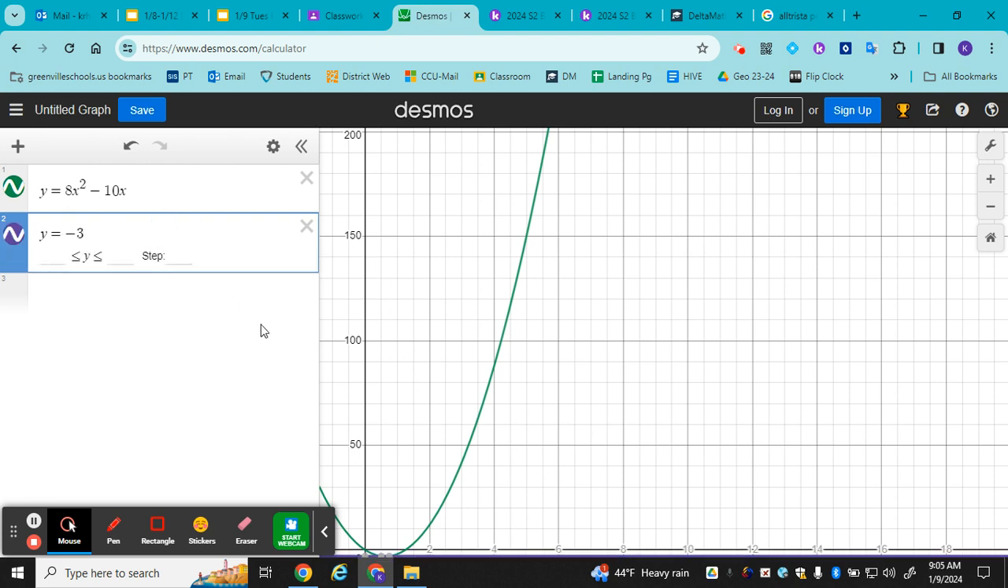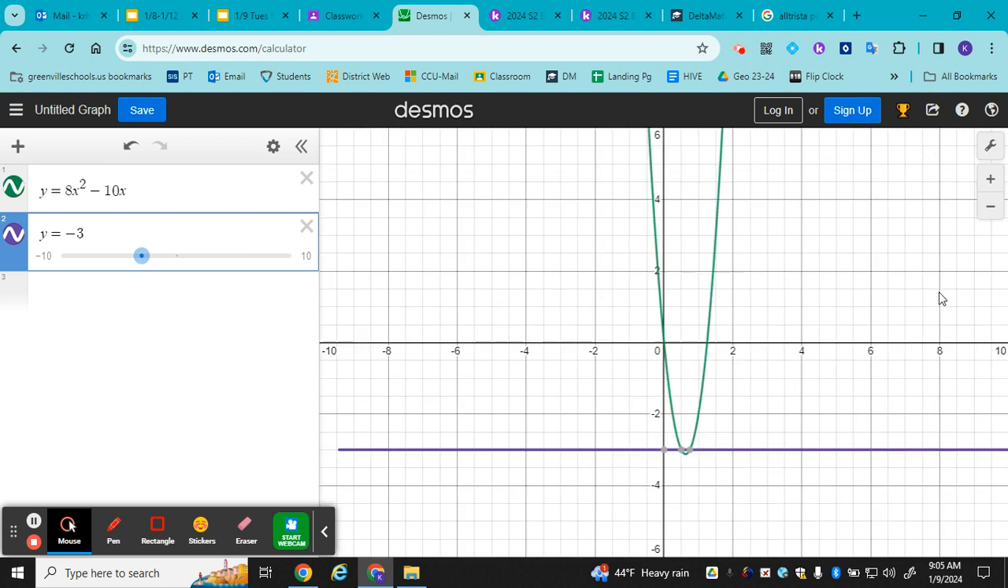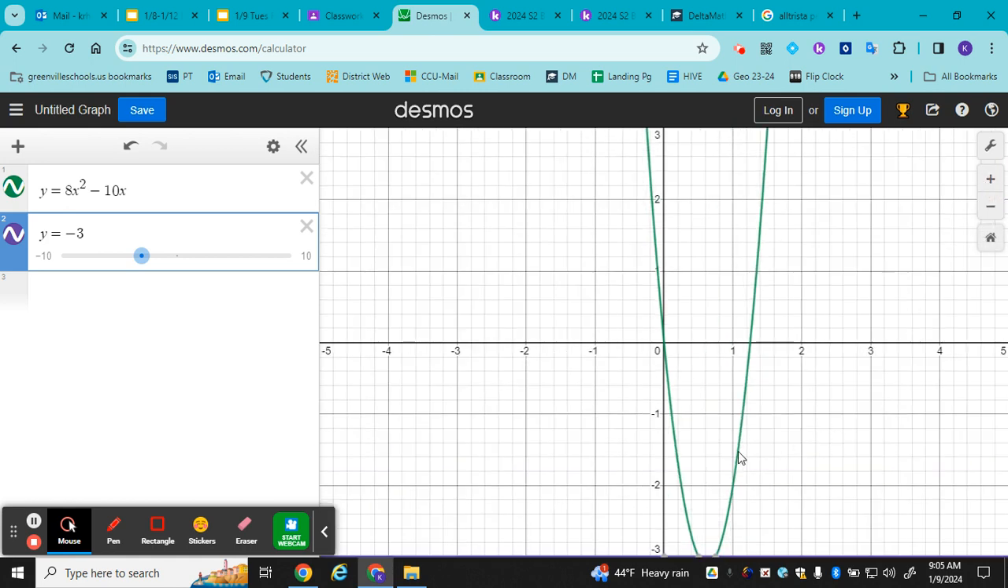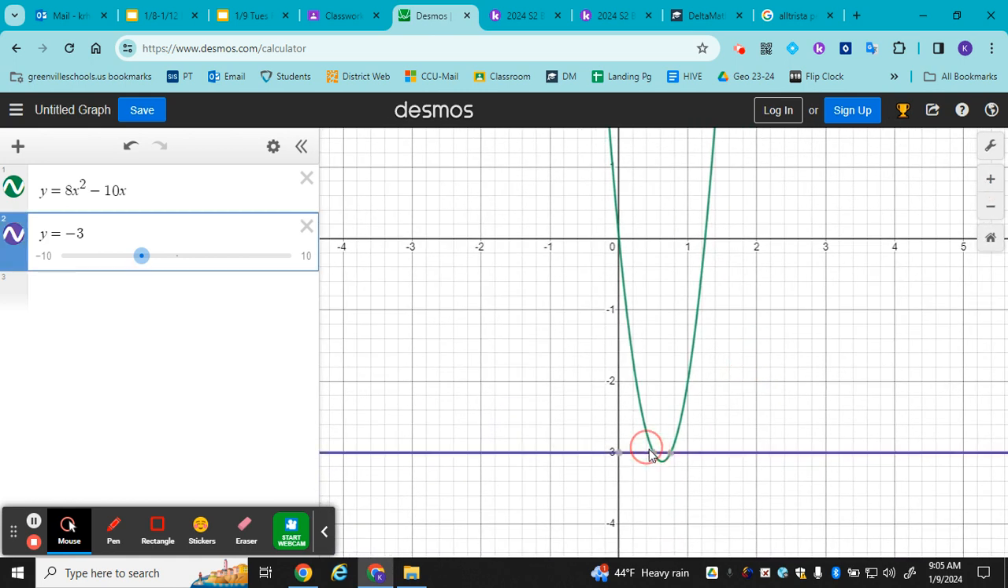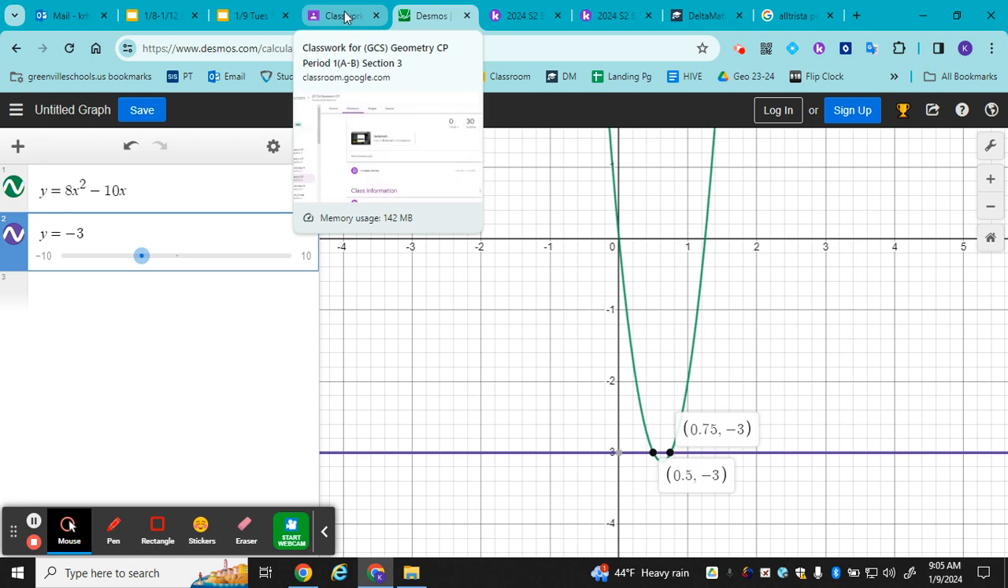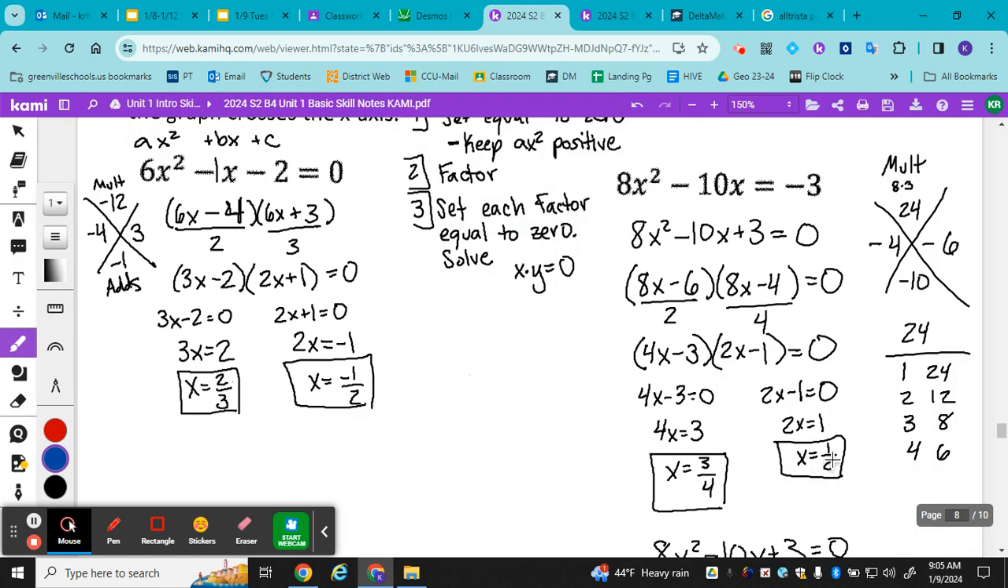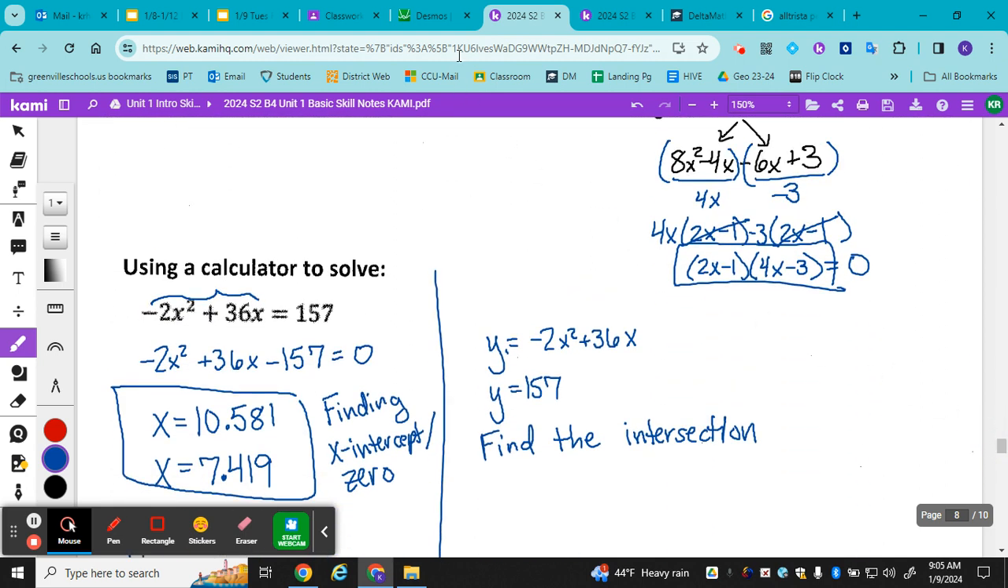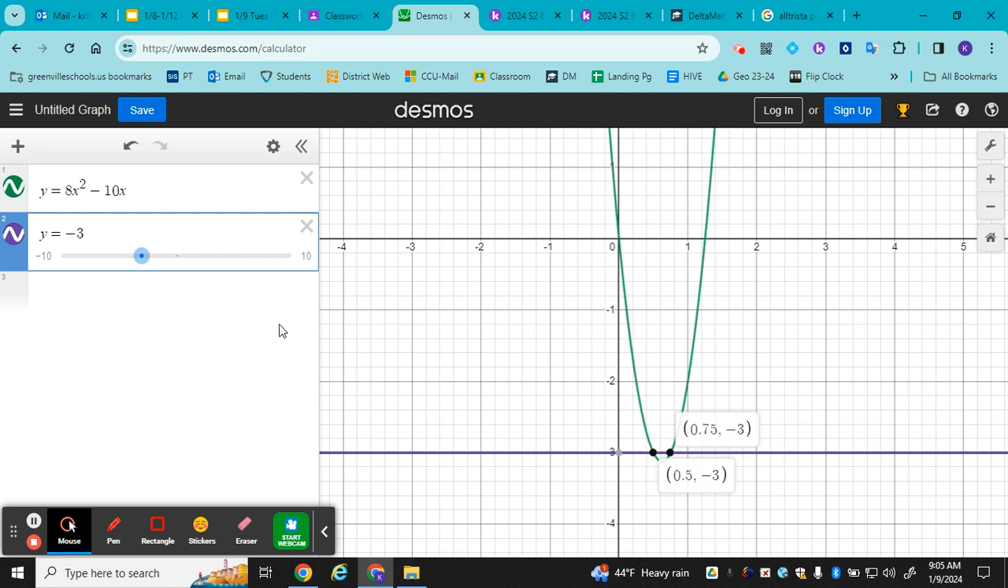I do not like my windows, so I'm going to start over. I'm going to hit my home button, and I can see it there. All right, and then your intersections are your answers. Zoom in, do this. And so my answers are 0.5 and 0.75. So if I look at my notes, 0.5, 0.75. Easy way to check your answers. Okay. We will have to know how to use our calculator. We'd have to do second trace, whatnot, because we cannot use Desmos on tests and quizzes in our class.